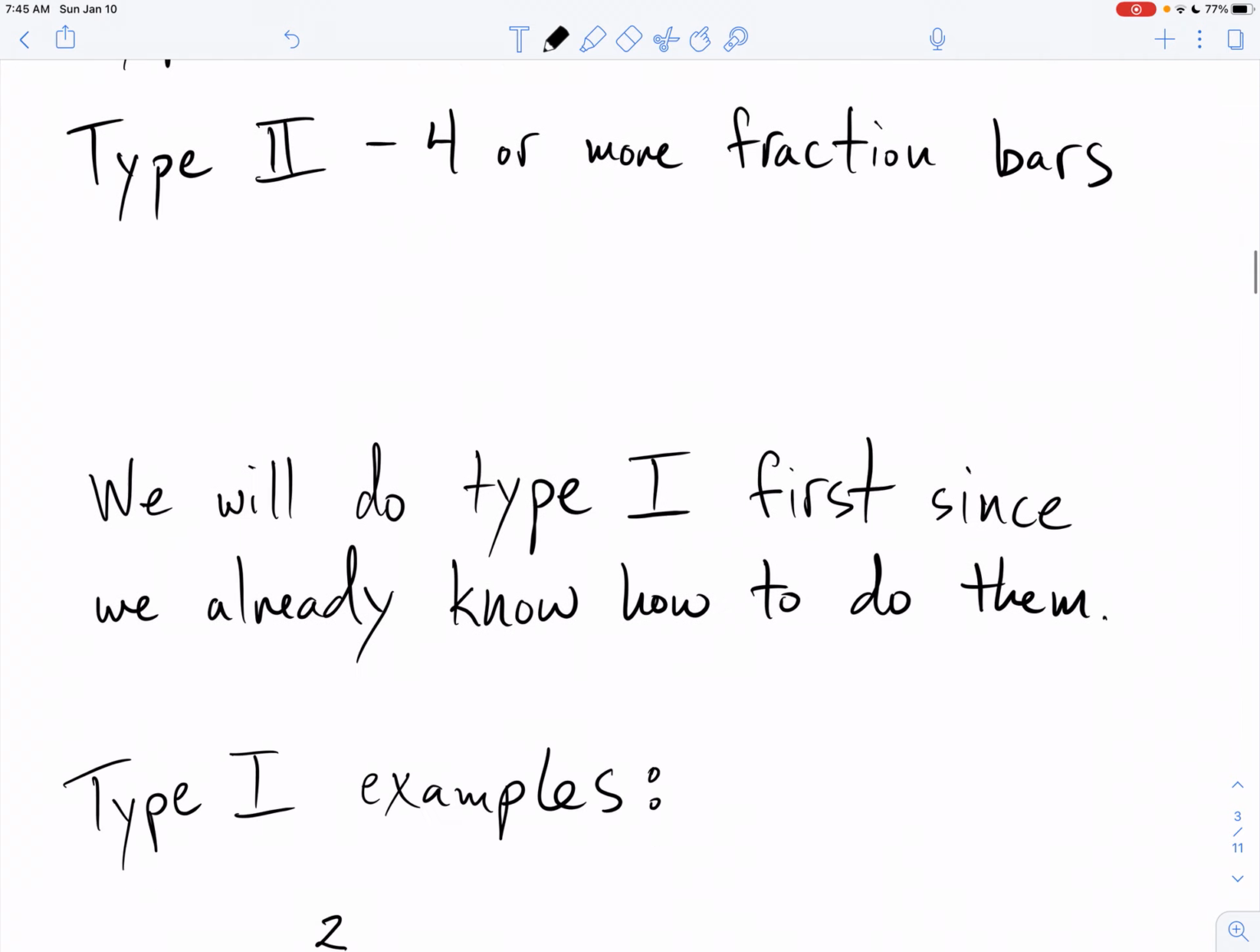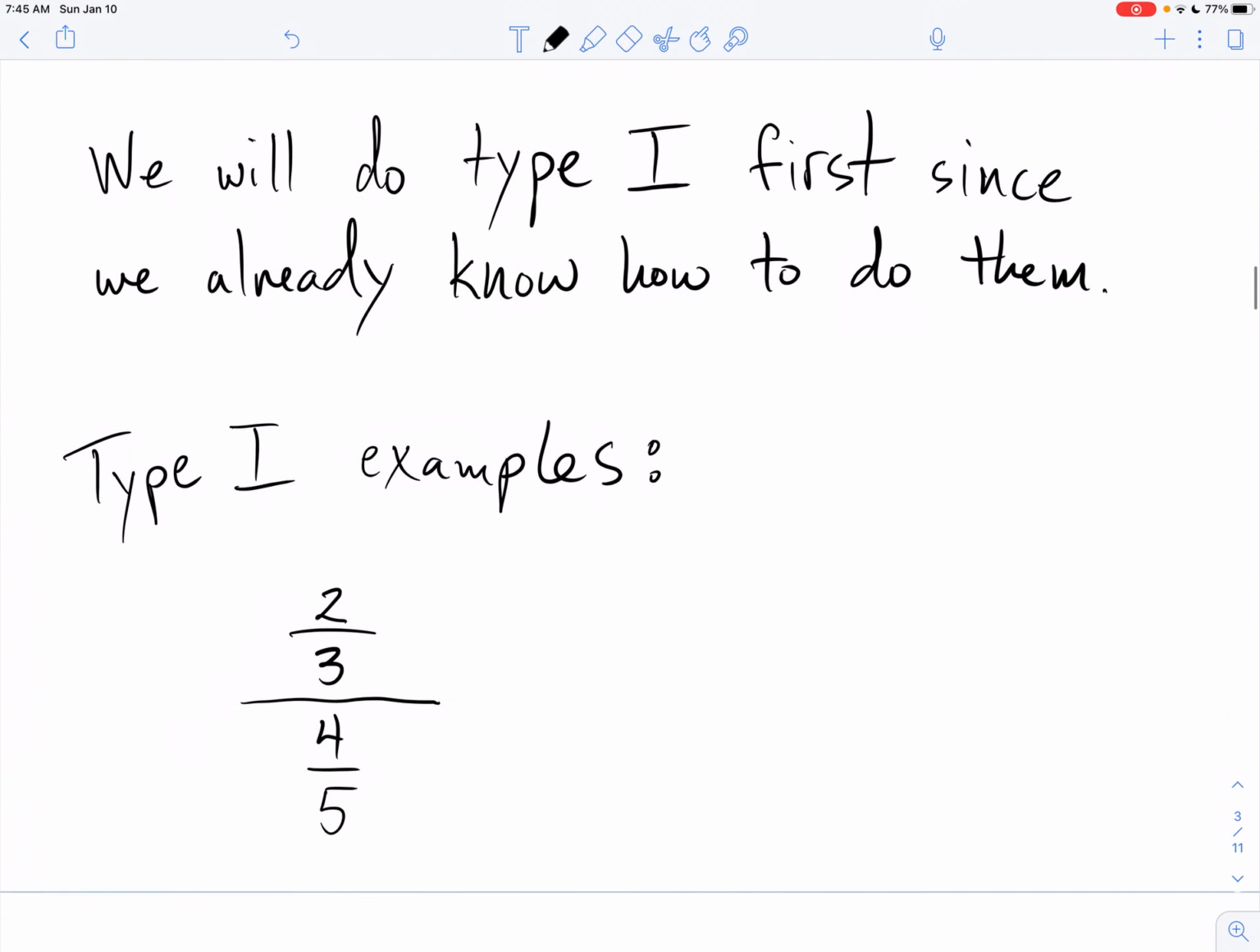So let's look at type 1. So here we go. Type 1 looks like, well, like this guy right here. Now, this is not something I'm going to put on your test. It's not, because it's too easy. But it still looks weird. But what I'm trying to say is I see 1, 2, 3 fraction bars. And that's what makes this a type 1. So, how do we handle this situation?